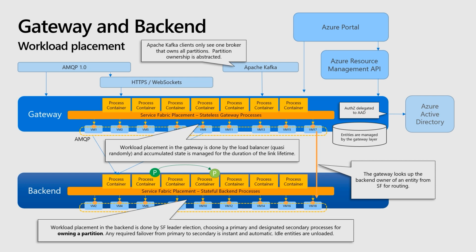The workload placement in the gateway is happening by the client. So the load balancer places a socket and then effectively chooses one of those process containers. So that's normal as it would be in a website. And then all state that accumulates is the minimal state that accumulates on a connection. For instance, as you're iterating over messages on an AMQP link, all that is also managed in the gateway. The gateway is also responsible for communicating with AAD.